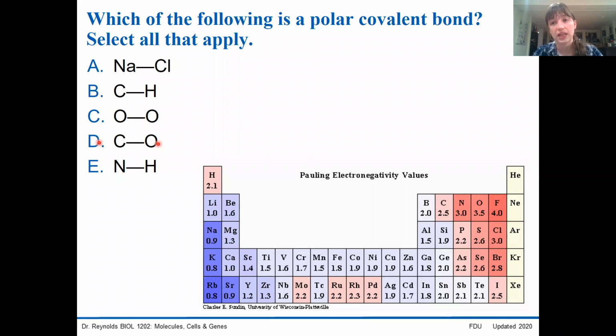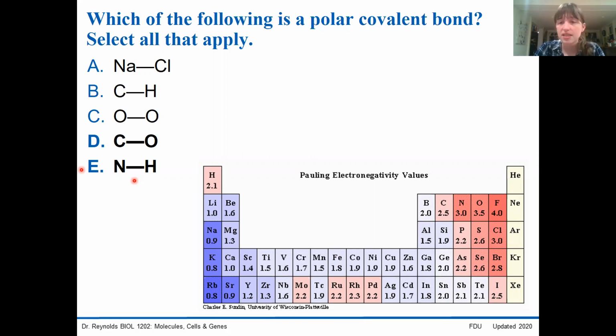A polar covalent bond is a sharing of electrons that is unequal on either side, and it results in partial positive and partial negative charges. So our highly electronegative atoms are going to be oxygen and nitrogen. Our weakly electronegative atoms are carbon and hydrogen. So here, a carbon, which is weakly electronegative, and an oxygen, which is highly, that's definitely a polar bond. Here's nitrogen, which is highly electronegative, and hydrogen, which is low. So D and E are both going to be polar covalent bonds.